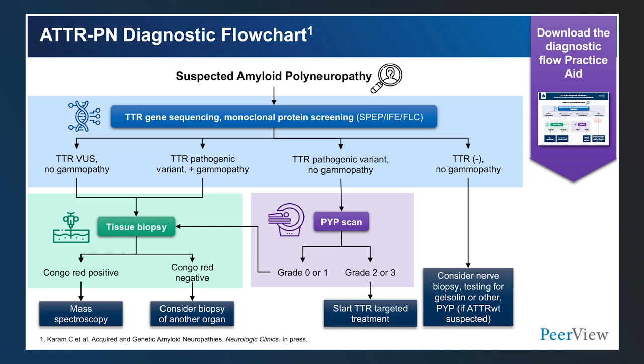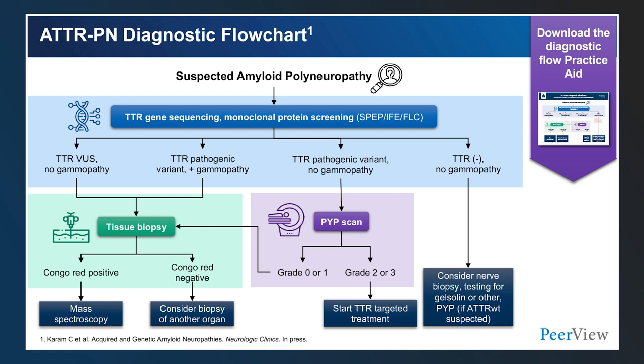So this is our diagnostic flow chart. When you suspect amyloid polyneuropathy, I would argue to get the genetic test very early on, especially since nowadays it is free through sponsored testing.